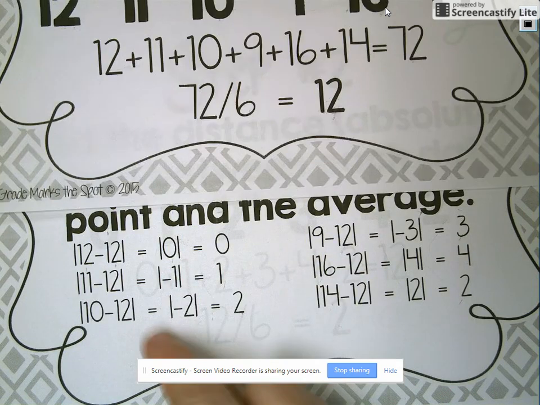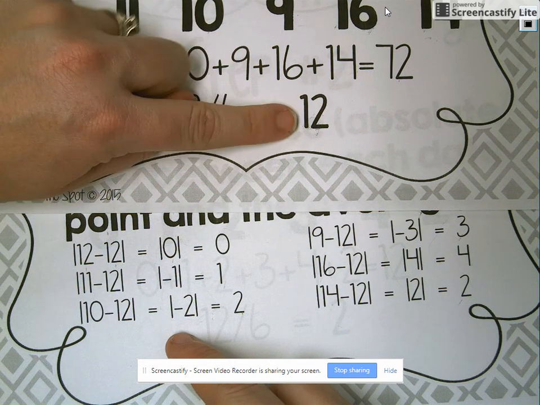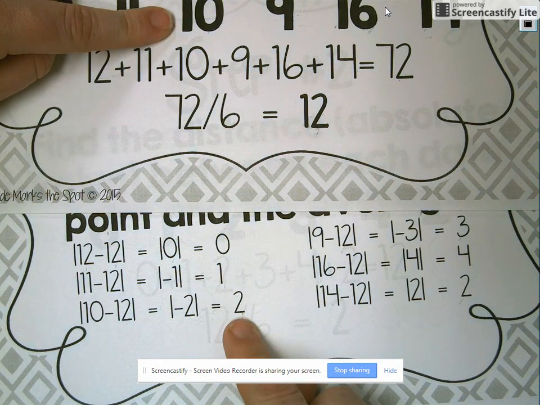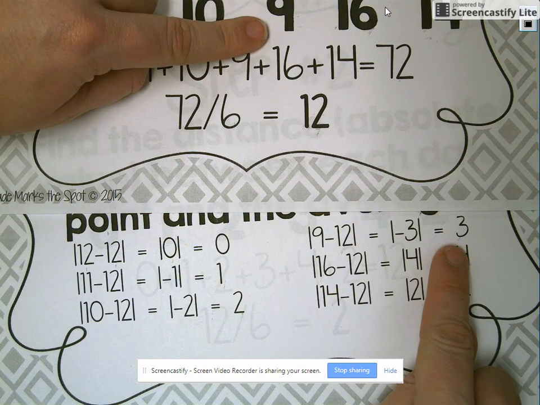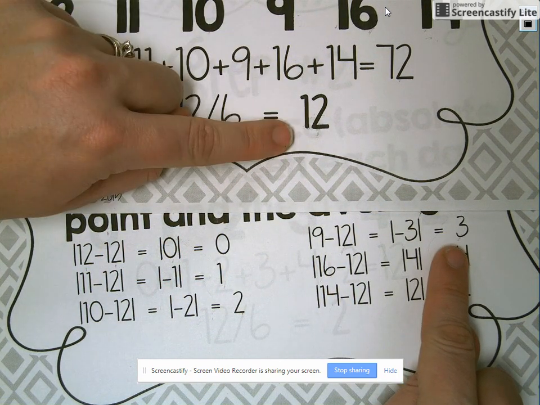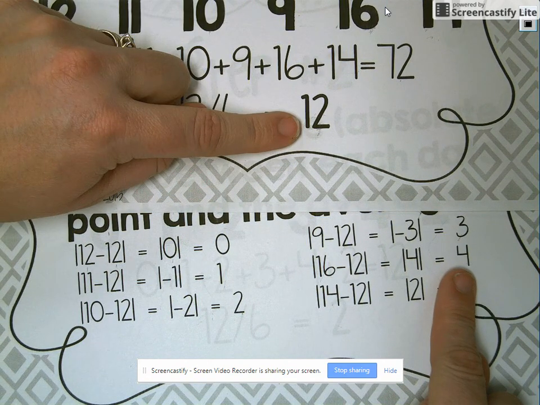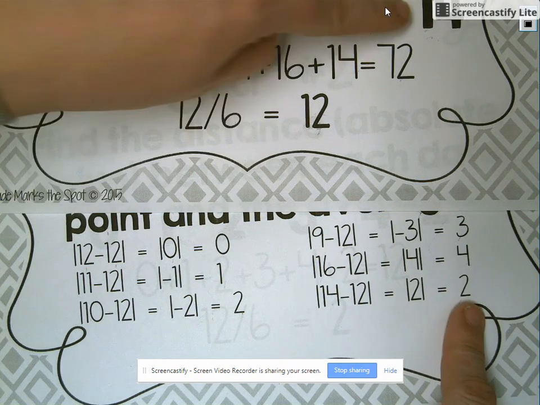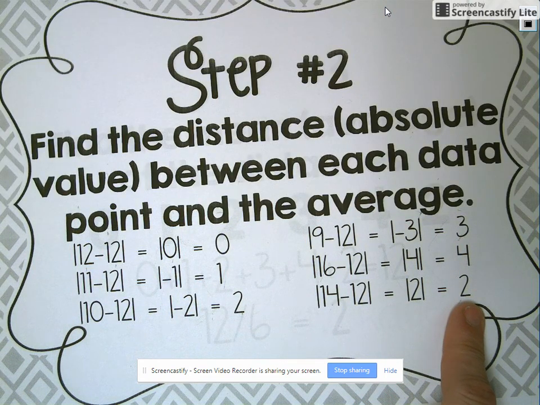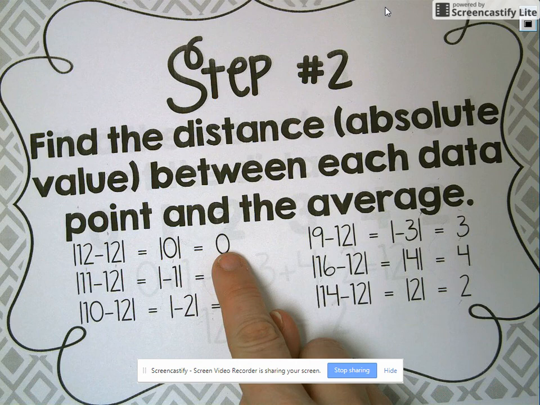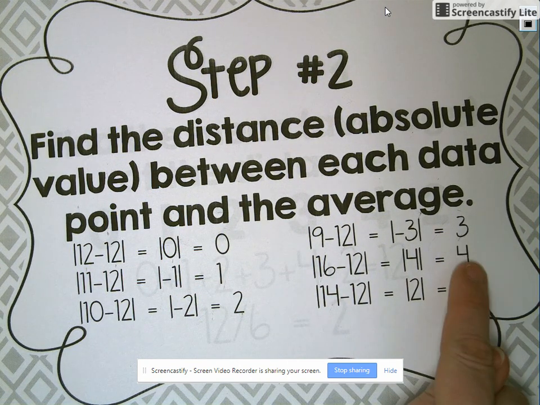So the next one is 10. 12 is 2 away from 10. 9 is 3 away from 12. 16 is 4 away from 12. And 14 is 2 away from 12. So all of the distances are 0, 1, 2, 3, 4, and 2.